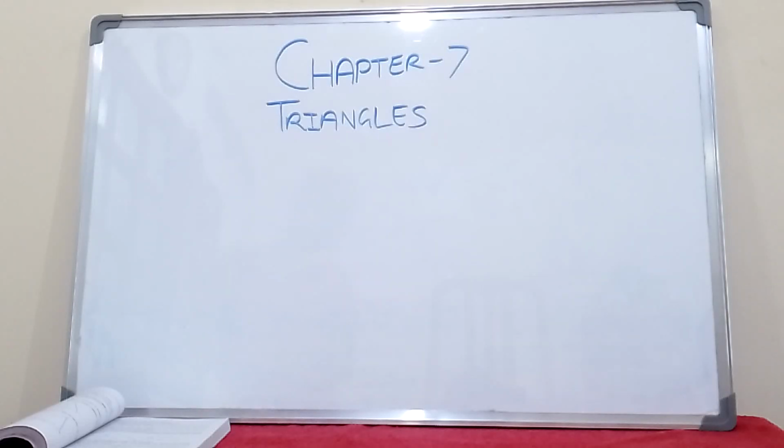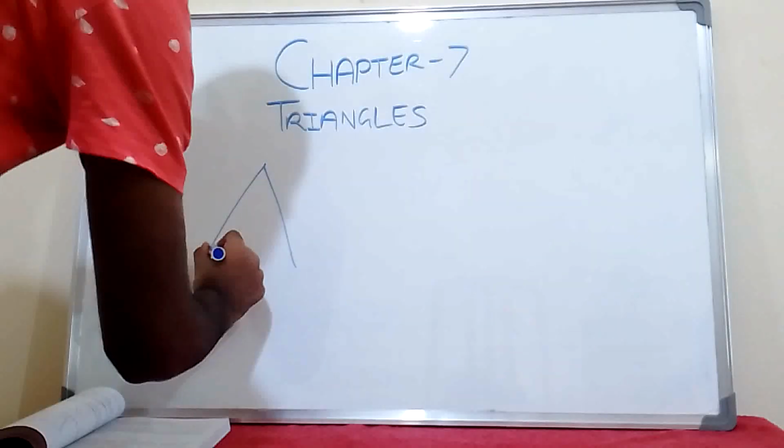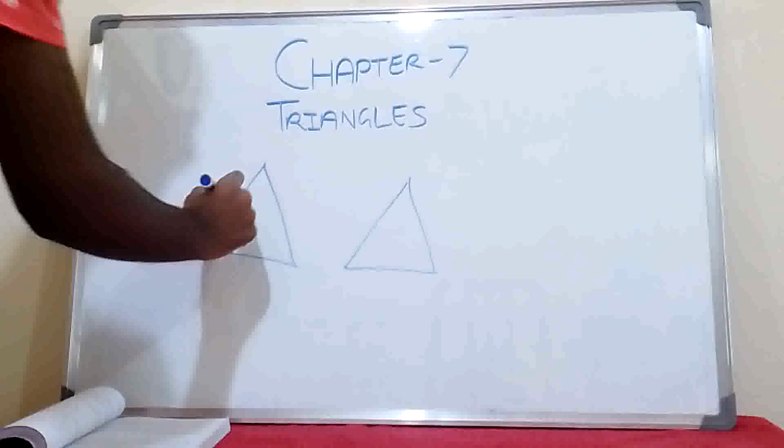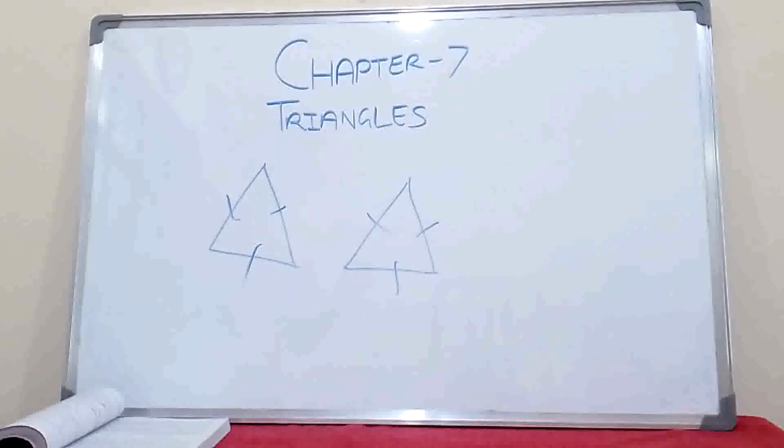The whole chapter is talking about a term called congruency. So what does congruency mean? Congruency means two figures which are the same or replicate each other in size and shape. For example, if I draw two triangles, and if I say that all the three sides are equal, which means that they are the same in shape and size. And how to prove that?